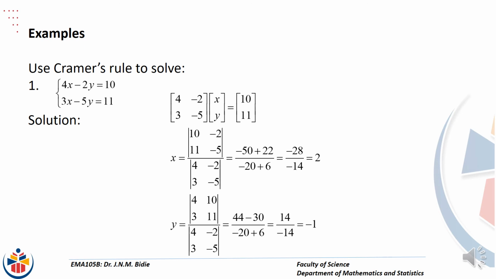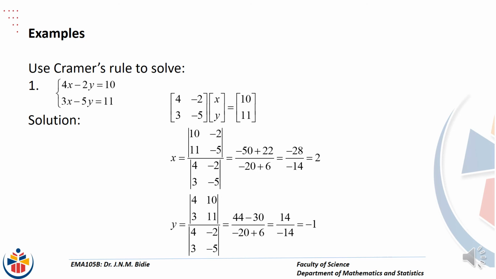Let's do some examples using Cramer's rule. We are given the system 4x minus 2y equal to 10 and 3x minus 5y equal to 11. Then we formulate the matrix format, and then the variables we have to solve are x and y. Remember that both x and y have got the same denominator. That means the determinant of the original A, that is the coefficient matrix, but the numerators change.